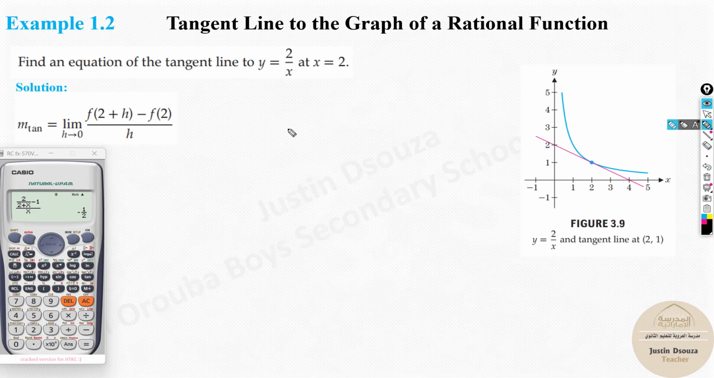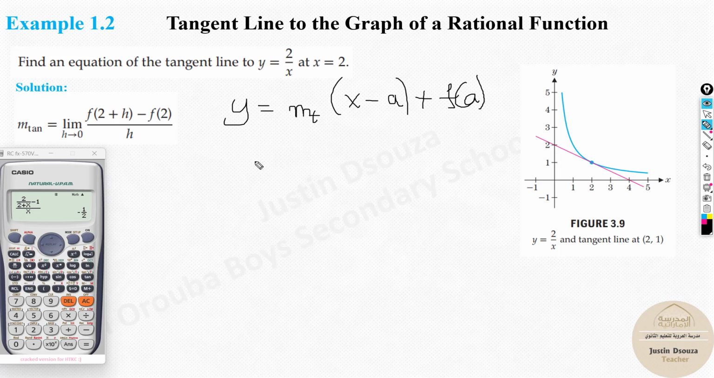So this is how we found the slope of the tangent. Now we know the slope of the tangent, then write it in the equation. y equals slope of tangent m_t into (x minus a) plus f of a. Now y equals, the tangent slope was negative half.